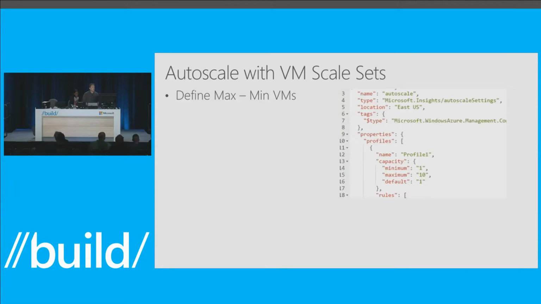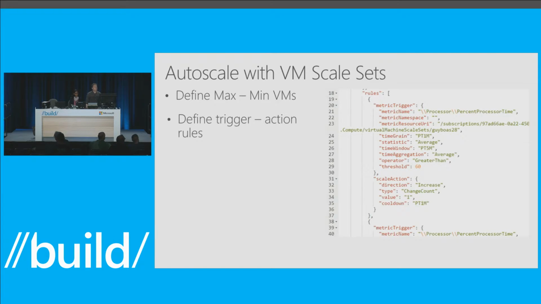So let's talk about autoscale. With autoscale, again, it can be part of your template when you're deploying a VM scale set. You define your max and the minimum number of virtual machines, and then you define trigger actions. I don't know how well you can see this, but basically, I've defined a metric trigger, and then a time grain of 1 minute to take measurements, and then a time window of 5 minutes. So after 5 minutes, if the trigger has gone off, say the average CPU across the VMs in the scale set is more than 60%, then it will do, in this case, a scale action, it will increase by 1. Of course, it could increase by 20 or whatever you needed.